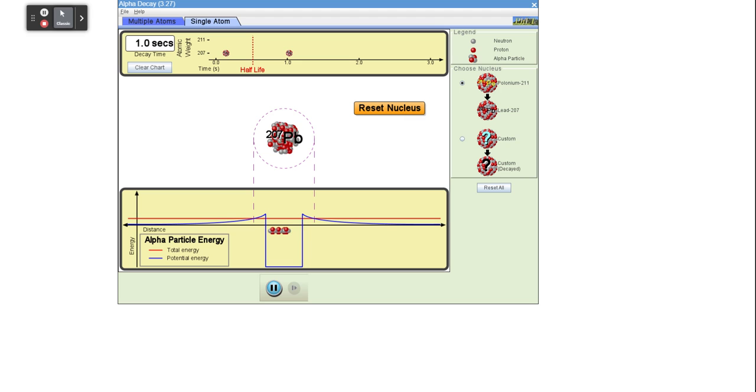So I'm going to pause the video. I want you to think about what has actually happened to cause the atomic number to go down by 2 and the mass number to go down by 4. So it's lost 2 protons and 2 neutrons, which would produce a mass number of 4 and an atomic number of 2. So therefore, the alpha particle must have a mass number of 4 and an atomic number of 2.